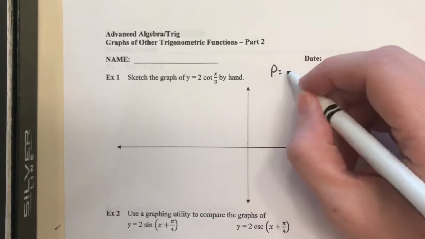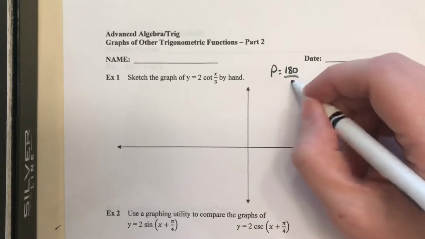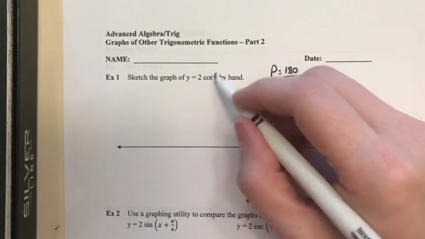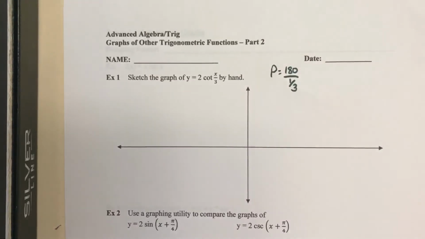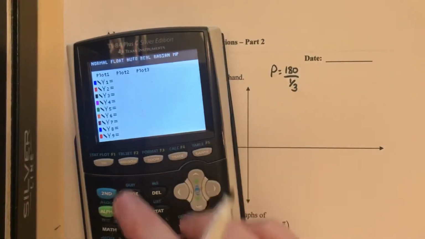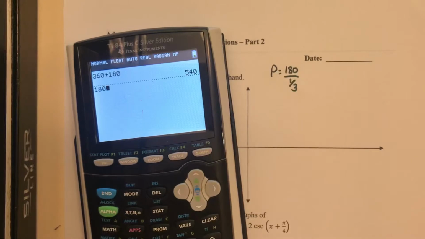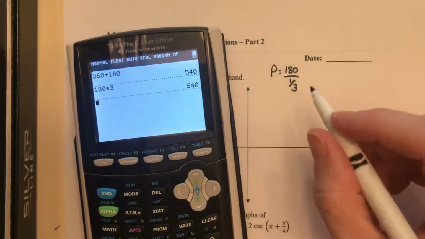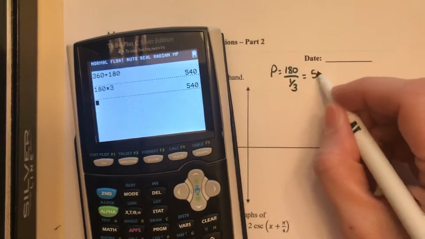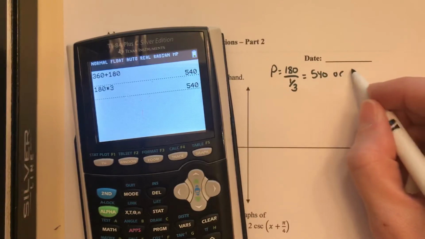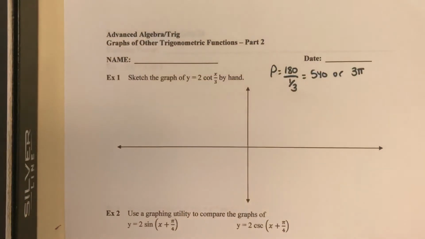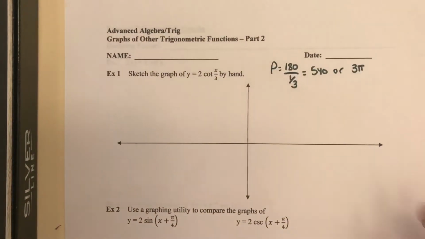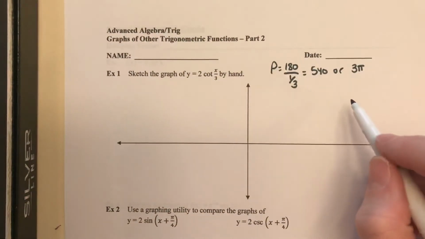The period is 180 over 1/3. 1/3 is the number in front of x. So that actually turns out to be, if I multiply, 180 times 3, which is 540. Or in radians, that would be 3 pi. So when I sketch my graph, I want to make sure that I have a period of 3 pi.